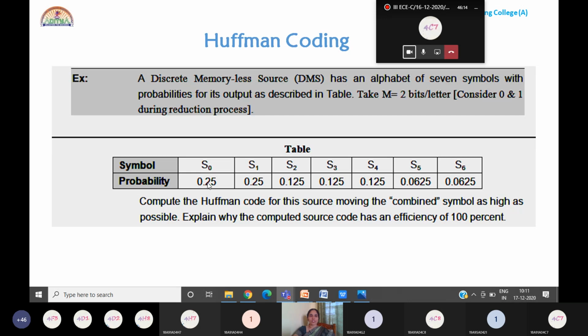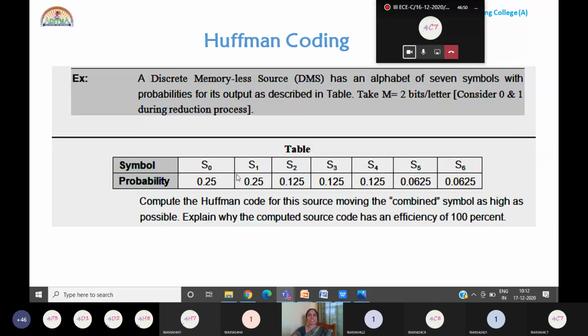Okay. So please represent all the probabilities in the decreasing order. If you observe the probabilities, S0 value is greater than or equal to S1, and if you move to S2, S3, S4, S5, S6, our probability is in the decreasing order only. So there is no need to reassign the symbol order because it's in the order of decreasing probability only.